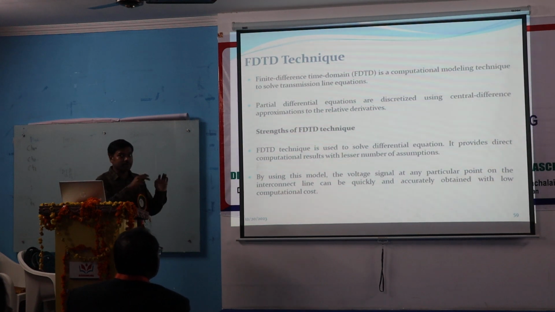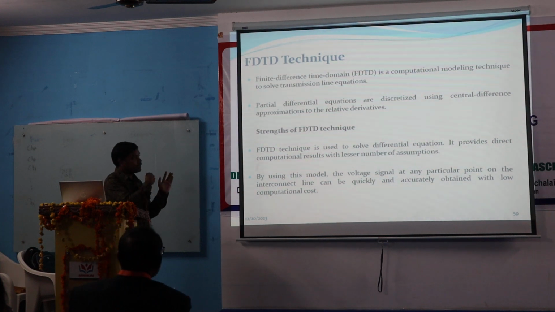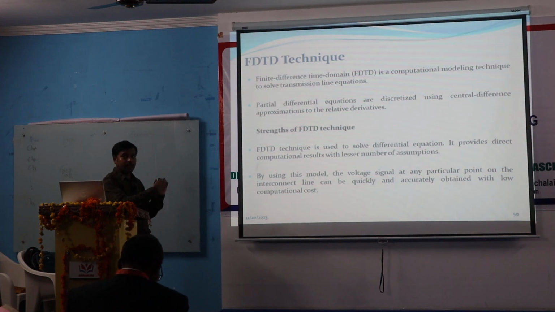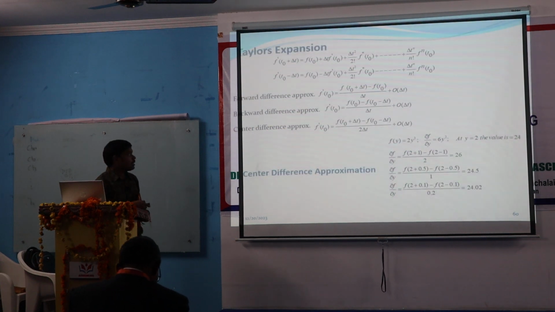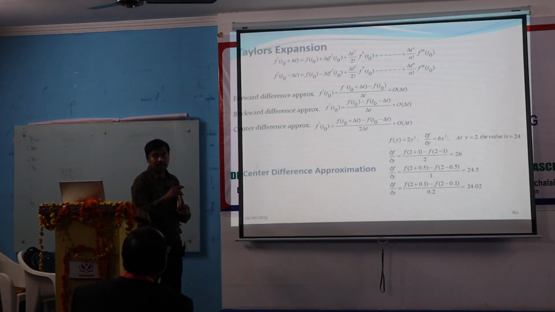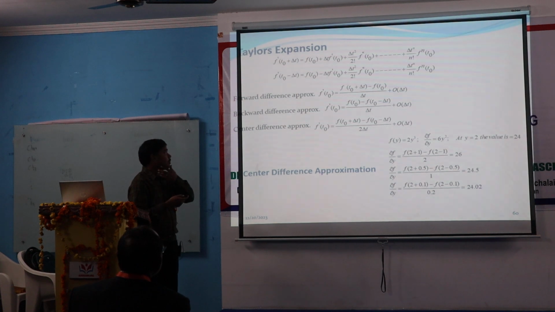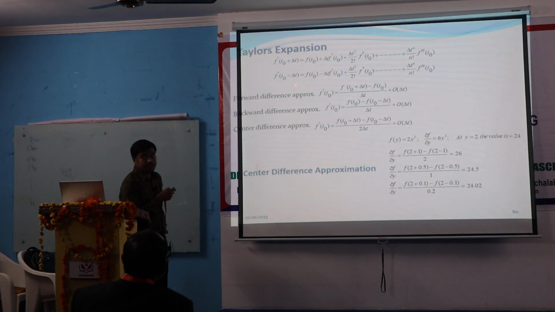It is not like we can measure the output only at the far end. Anywhere, you can take any point on the interconnect and measure the signal. So the basics of FDTD I will explain very briefly. You will not get it fully even in half an hour or 1 hour. First we will start with the Taylor's expansion.